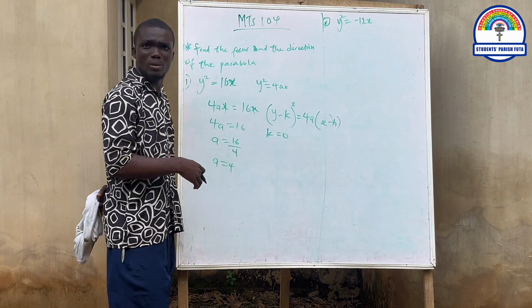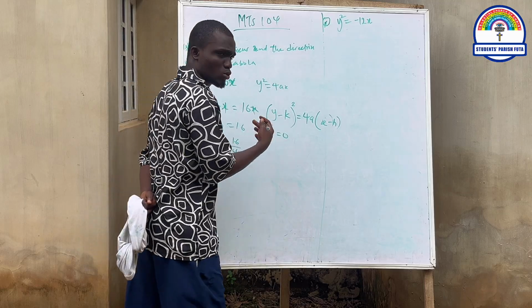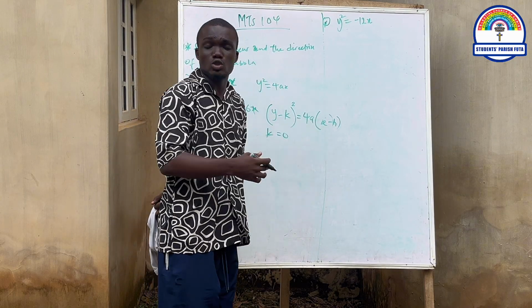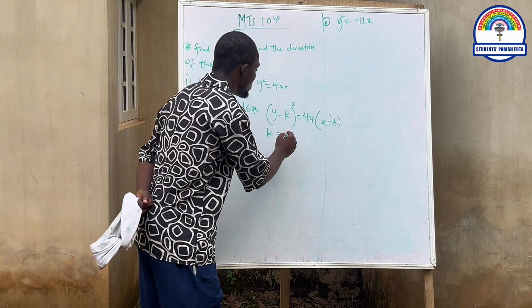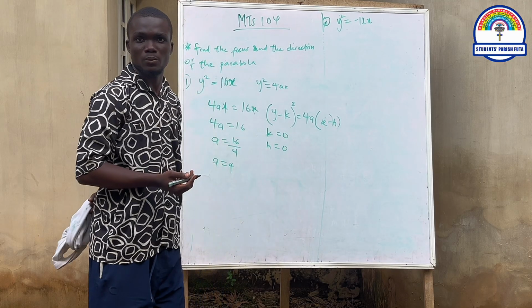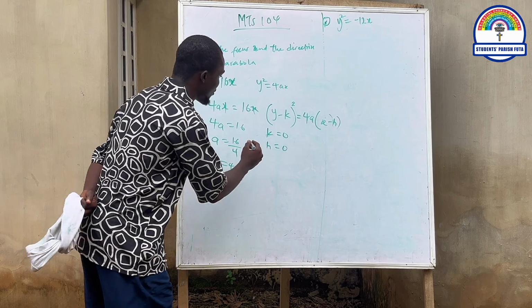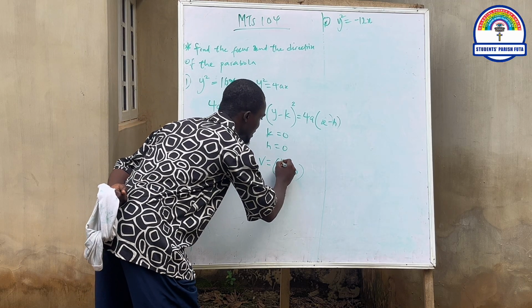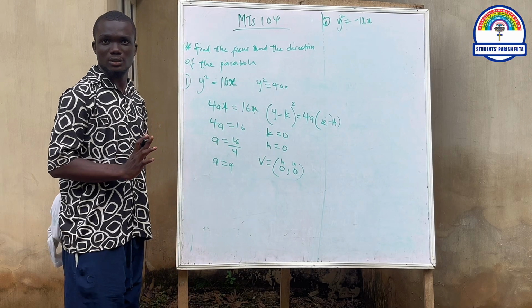Come to this place. To make x stand alone, our h must be equal to something, right? So now our h is equal to 0, which means x minus 0 is still x, right? So our h here is equal to 0. So can we find the vertex now? Our v is equal to 0, 0. Don't forget h, k. Don't forget.